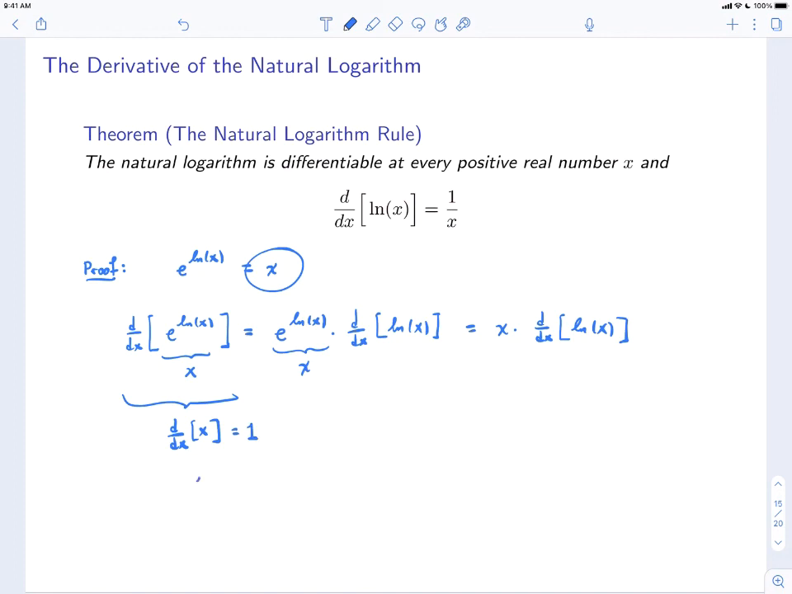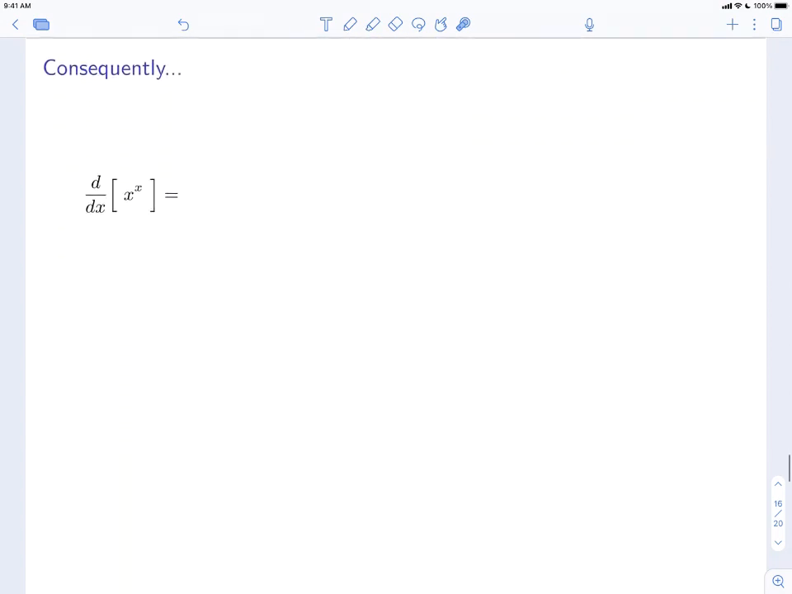So that tells us that 1 is equal to x times the derivative with respect to x of ln of x. So now we just solve for the unknown quantity. Just divide everything by x, and what do we get? We get 1 over x is equal to the derivative with respect to x of ln of x. And that is exactly what we claimed. Now we can take this knowledge back to this derivative. Now what was this derivative? Let's see. If we can't remember, we can just try computing it again.